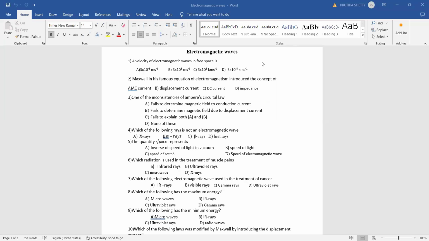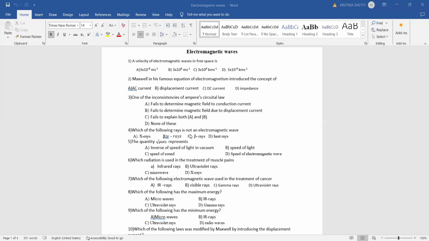One of the inconsistencies of Ampere's circuital law: it fails to determine the magnetic field of the conduction current, fails to determine the magnetic field due to the displacement current, both A and B, none of these. Ampere's circuital law, the inconsistency is due to the displacement current itself. That is option B is the correct answer, students.